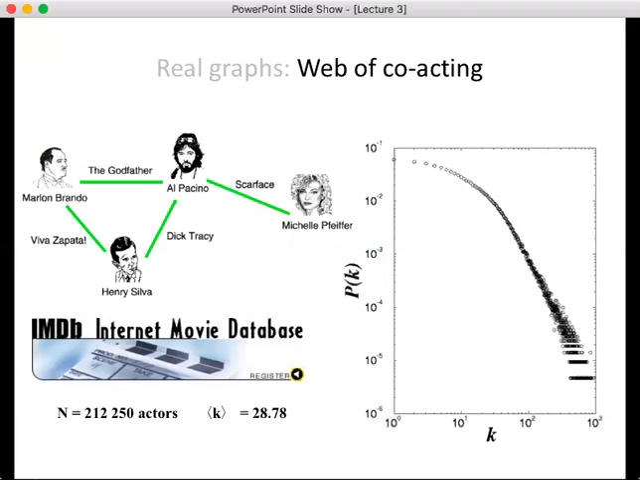What does it mean, a power law? It means that a few actors have a lot of co-actors. So a few actors are very important hubs in this network, like a few servers in the World Wide Web are very important hubs in the World Wide Web. Which also means that most actors, as you can see here, have co-acted with maybe 1, 2, 3 other actors. So they really have few co-actors, maybe because they didn't do many movies.